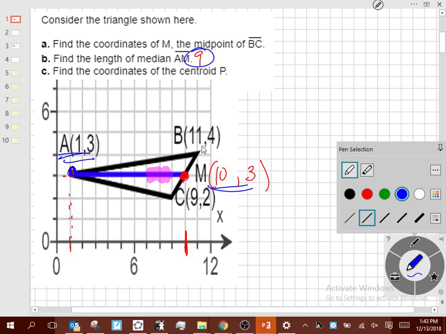We just did it right there, right? It was 9, right? Okay. So isn't the centroid going to be 2/3 along that route? So what is 2/3 of 9? 2/3 of 9 is 6, right? Okay. So does it make sense that the centroid is 6 units away from A? So if I count 6 units away from A, isn't that going to be at 7? It's right there. 7, comma 3. Does that make sense? Okay.